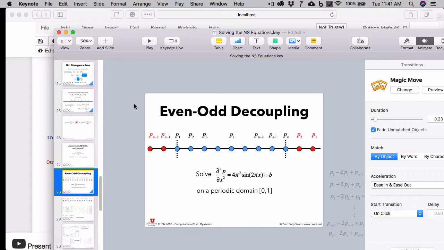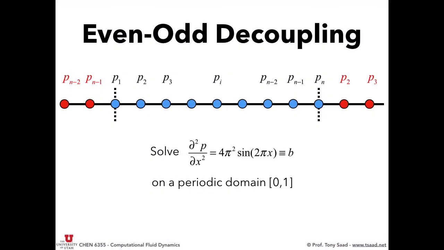No, this is P1, this is P2, and P3. Okay. So now I'm just going to give this example. Say I want to solve this equation, d2p by dx squared equals 4 pi squared sine 2 pi x. I'm going to call this b. And I'm going to use the wide stencil.